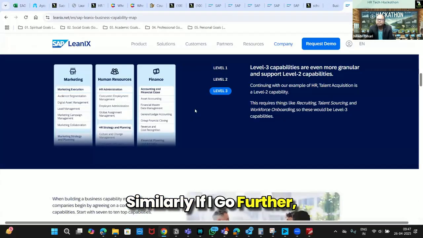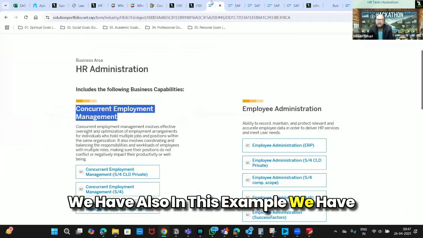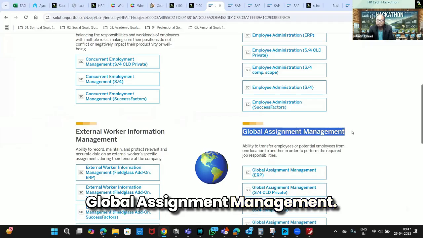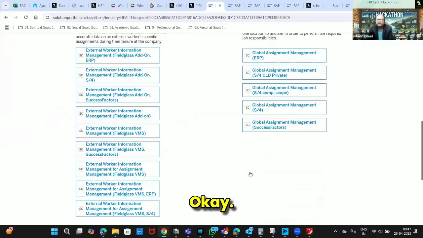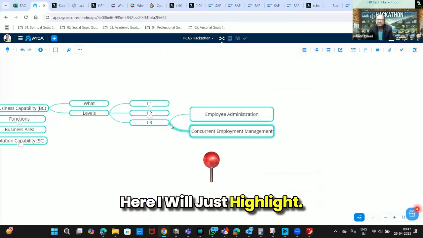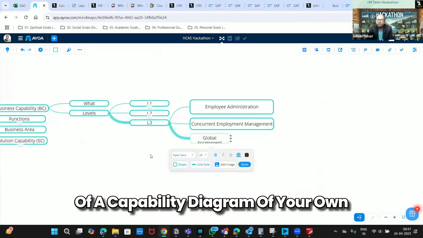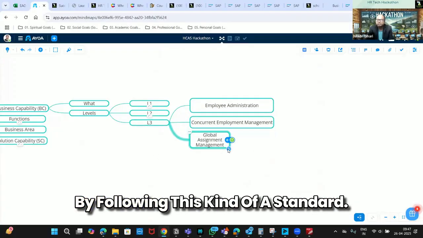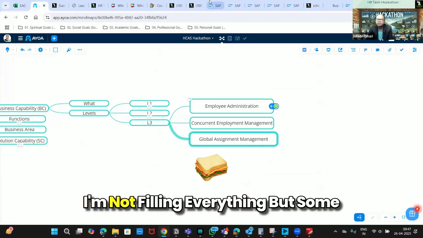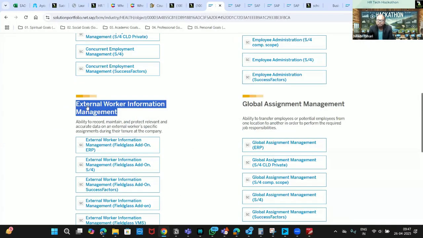Similarly, if I go further, in this example we also have global assignment management. That is also a capability. So there are multiple capabilities here. I will just highlight that. But you can also draw a similar kind of capability diagram of your own by following this kind of standard. I'm not filling everything, I'm only giving you some major examples.